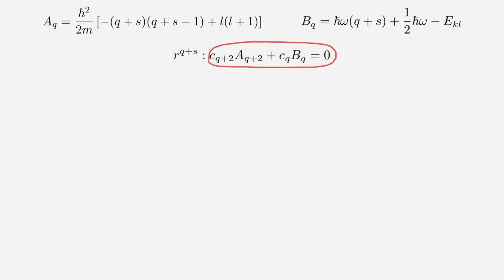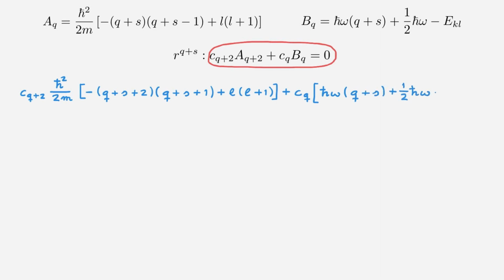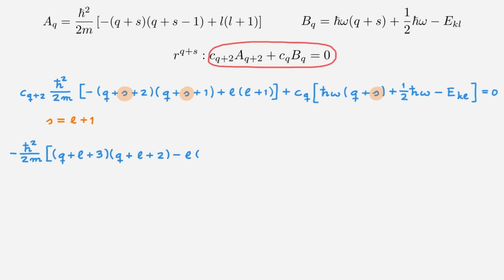Using this equation here, we can insert the expressions we have for A and B to get C_{q+2}, then the expression for A_{q+2}, plus C_q, plus the expression for B_q, all equal to 0. From the lowest power equation, we know that s equals l plus 1, and using this expression for s in the various instances here, here, and here, we end up with this new term proportional to the C_{q+2} coefficient, and with this new term proportional to the C_q coefficient.